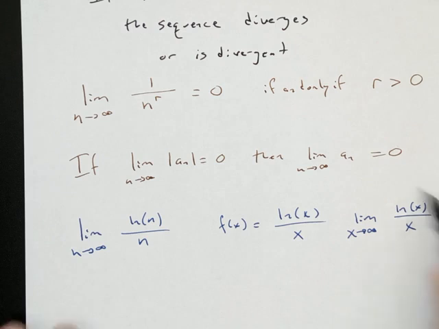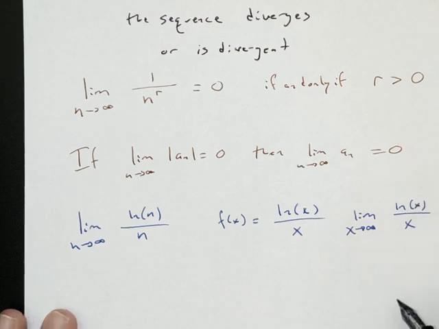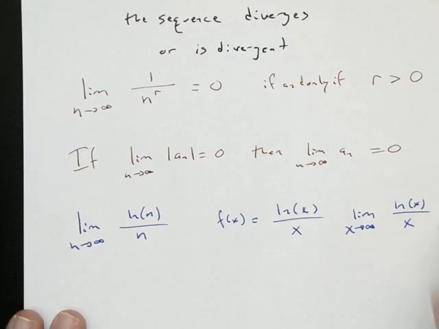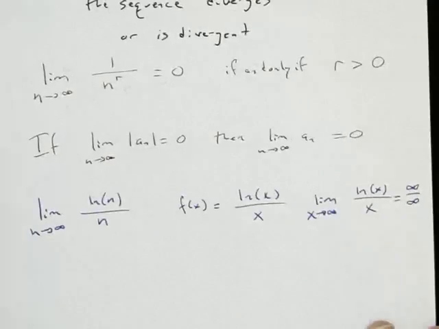So let's think about this in function terms. You're right, the bottom is going to go to infinity. What's going to happen at the top? It also goes to infinity. Wait a minute. Now I'm back to needing L'Hopital's rule, because that's infinity over infinity.